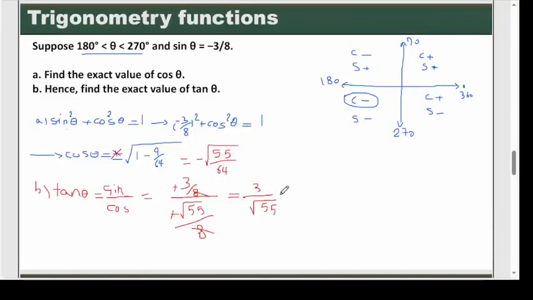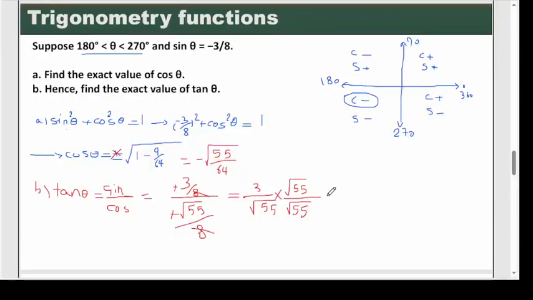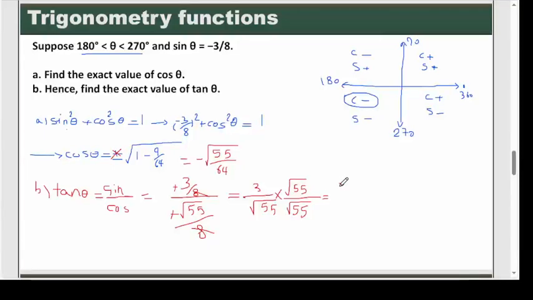To rationalize, I write both numerator and denominator multiplied by square root of 55, which gives 3 square root of 55 over 55.